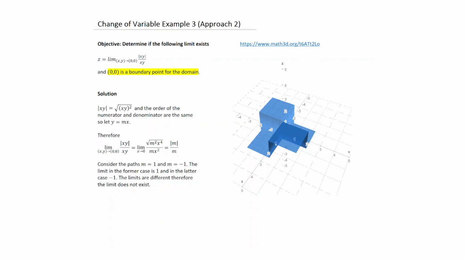If we choose y equals mx and simplify, we end up with this expression here. The square root of x to the 4th is x squared. It's always going to be positive. The x squareds cancel. But the square root of m squared is the absolute value of m. So this becomes absolute value of m over m. That is the limit as (x, y) approaches (0, 0). So consider the paths for m equals 1 and m equals minus 1. The limit in the former case is 1, the latter case is minus 1. Therefore, the limits are different, which means the limit does not exist.